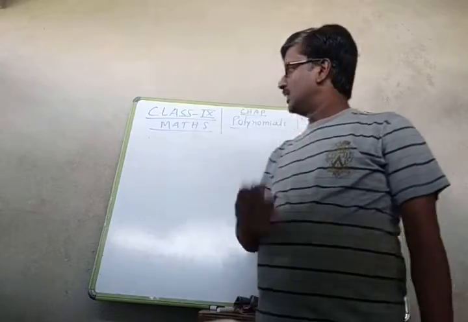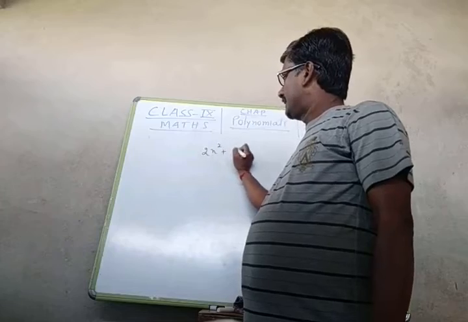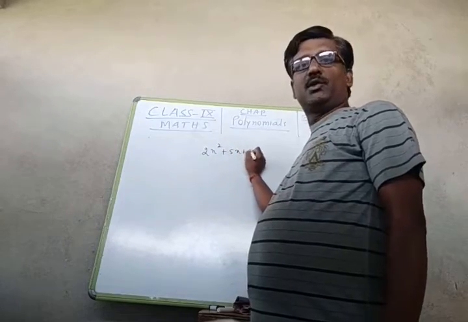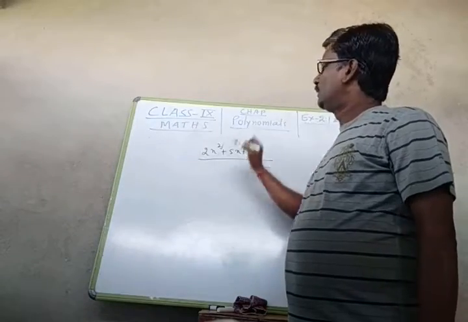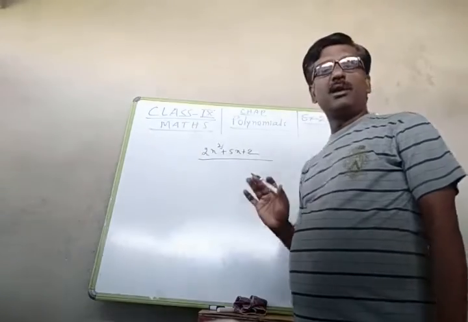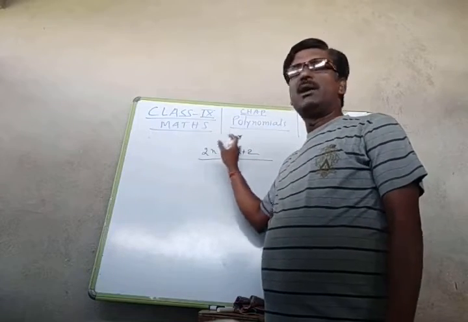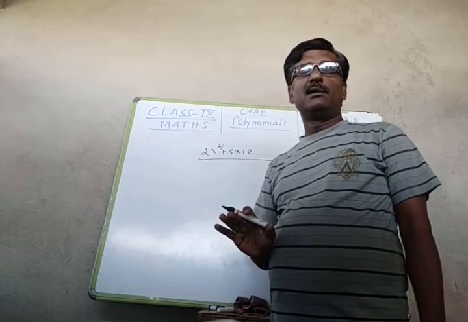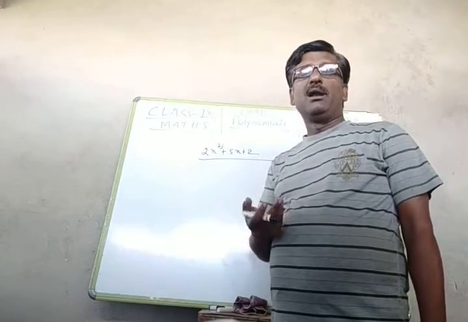Suppose I write 2x square plus 5x plus 2. You see, the power in the first term is 2. In the second term the power is 1. No power is written, it means there is 1. So the powers are 1 and 2, and both are non-negative.